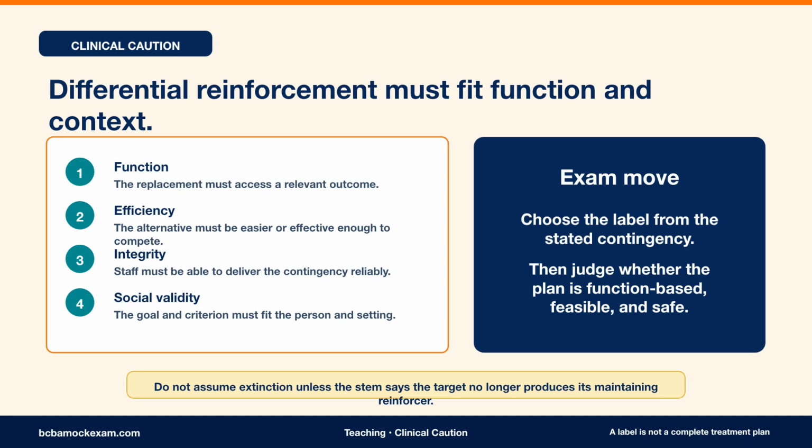A correct acronym is not a complete treatment plan. Check function, effort, implementation integrity, social validity, safety, and contextual fit. Monitor unwanted effects. Extinction can produce temporary increases or resurgence. DRO can strengthen another response accidentally, and an unnatural DRI posture can block participation. Teach efficient alternatives, collect side effect data, and adjust criteria with the client and team.